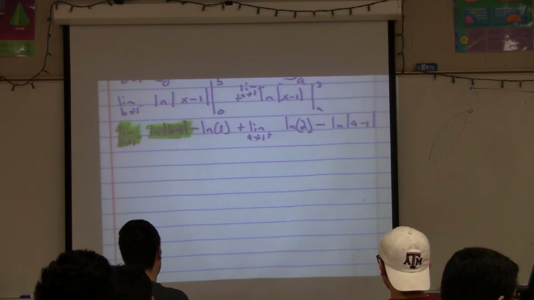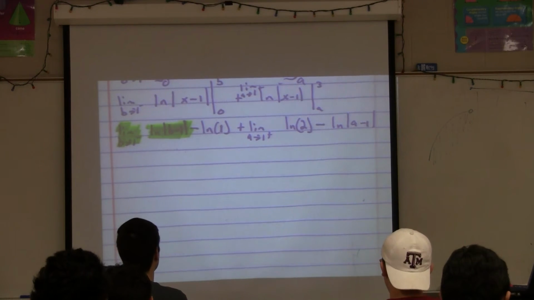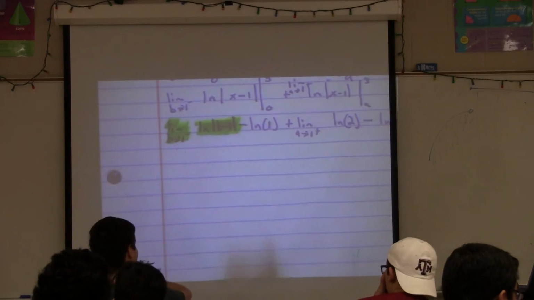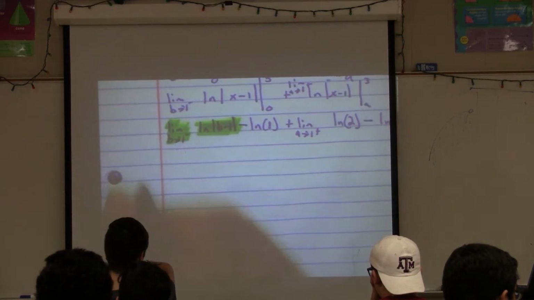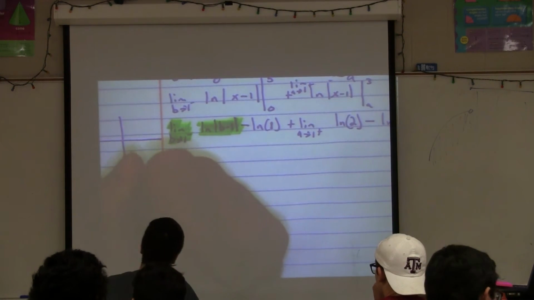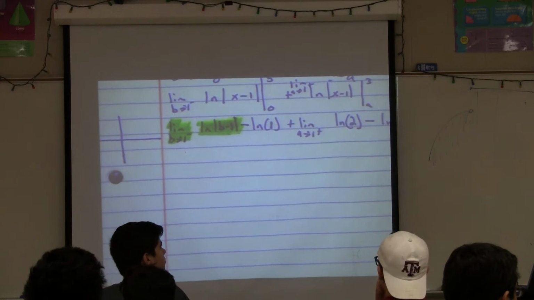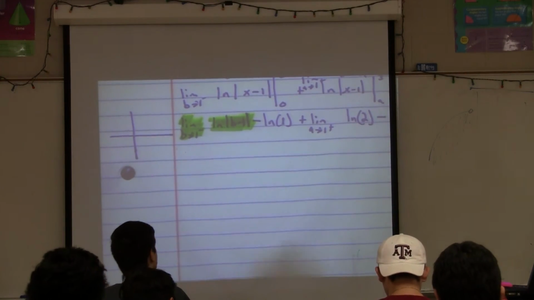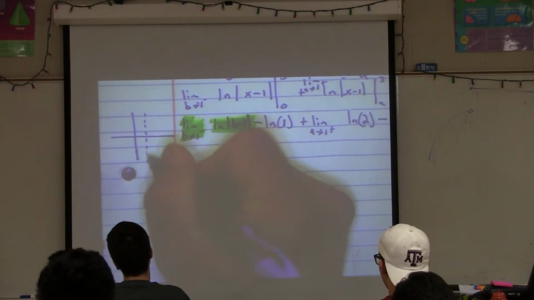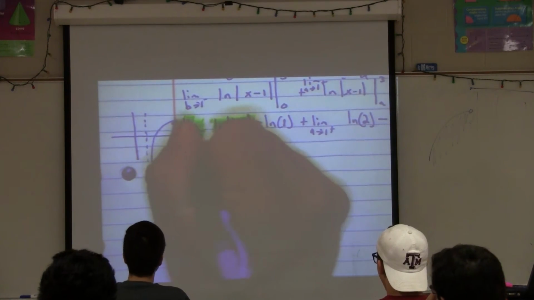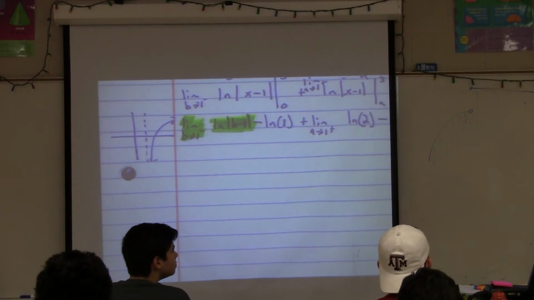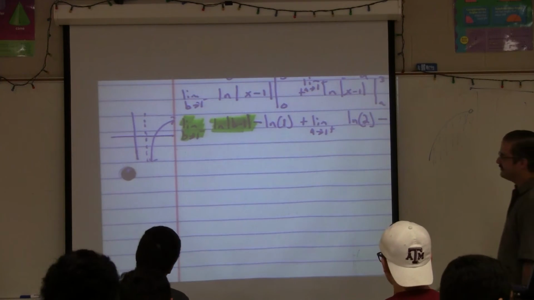Or should we pay attention to the graph? What does the graph of this guy look like? It's like ln of x, but shifted: ln of x minus 1, so move 1 to the right. So his vertical asymptote is at 1, and he gets really close to it and goes that way. It's the ln of x graph just shifted 1 unit to the right.